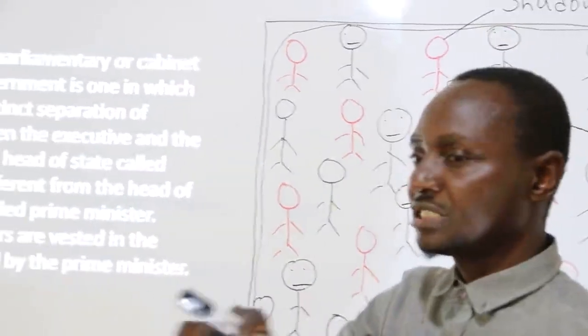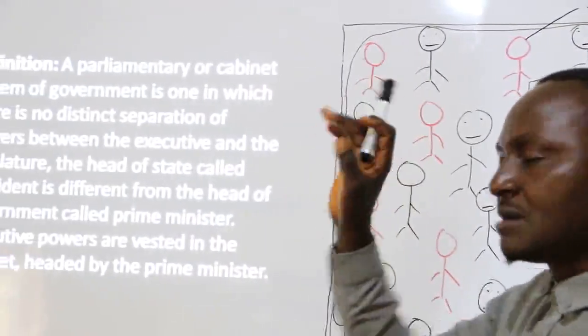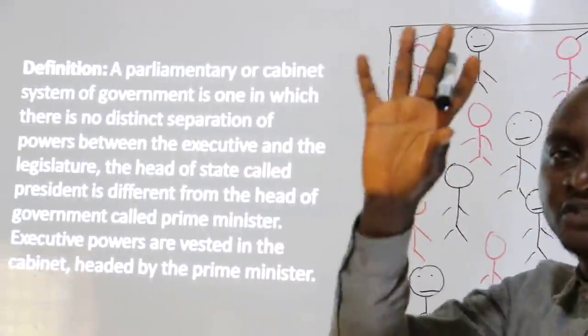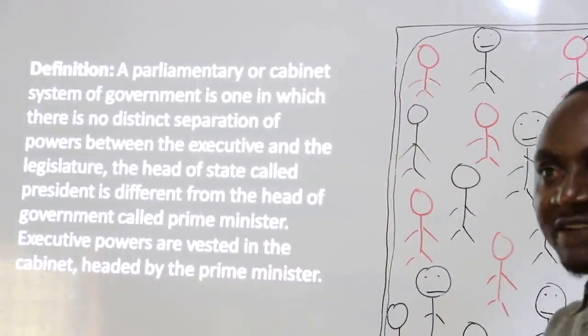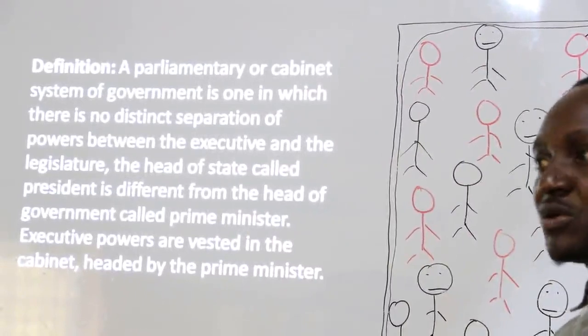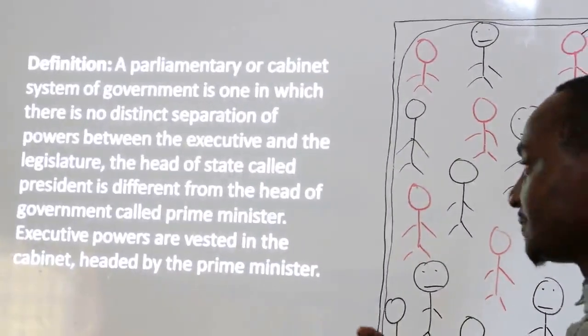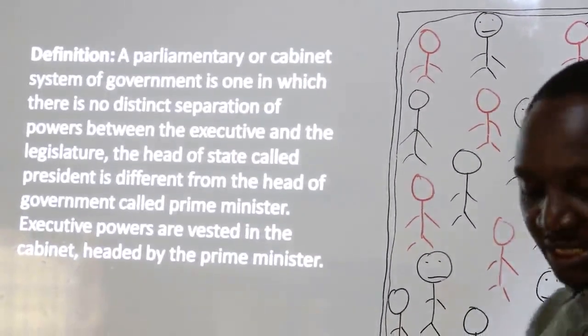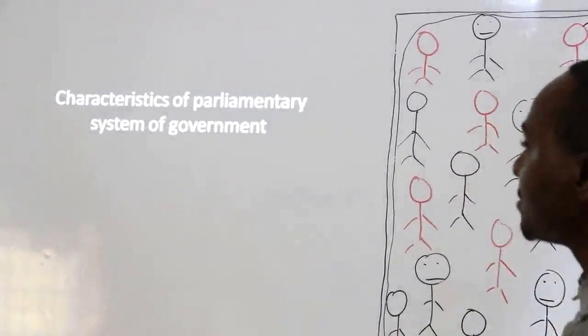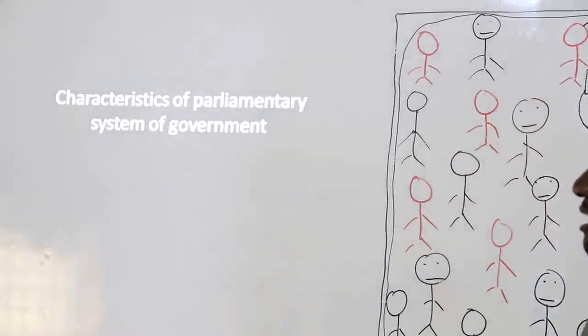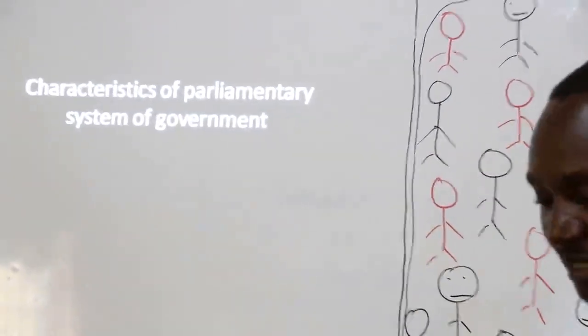In the presidential system of government, we just have one head. But in the parliamentary system of government, we have two heads. We have the prime minister and then we have the president in some countries. Other countries call the president the head of state. Quickly, let's move on so that we don't waste so much time, so you understand better. Characteristics of a parliamentary system of government.